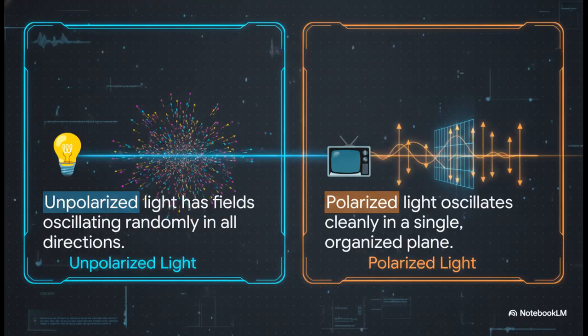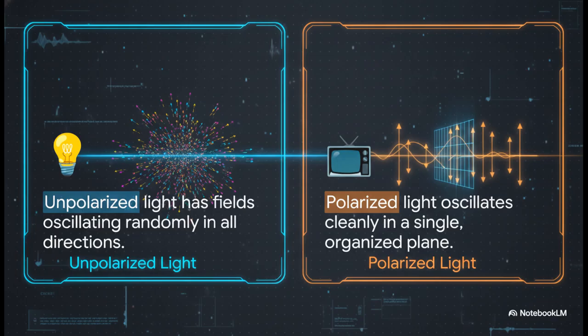Let's look at one more way we can manipulate these powerful waves. On the left, we have unpolarized light. Here, the electric fields are oscillating randomly in all possible directions, perpendicular to the wave's travel. This chaotic mess of arrows, that's exactly what you get from common light sources like the sun or a standard light bulb. But on the right, we have polarized light. Here, the electric fields oscillate cleanly in one single organized plane.